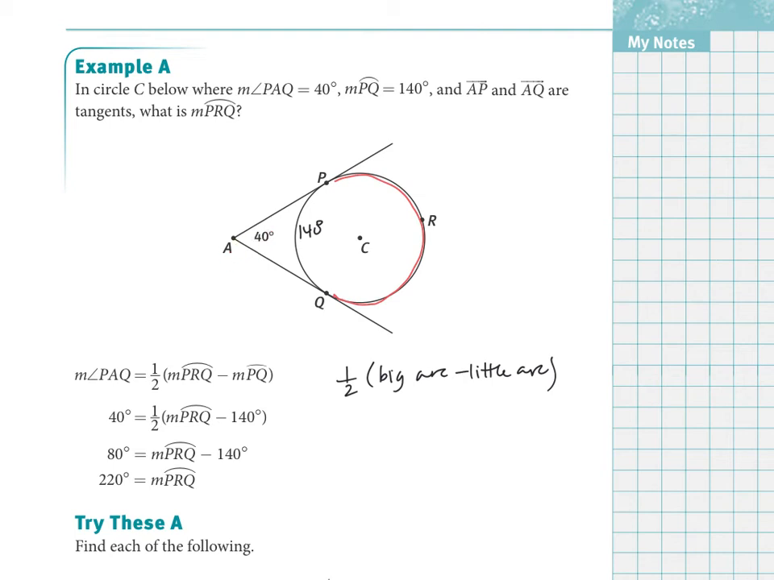Now we know what the measure of this angle is. We know it's 40 degrees, so we can fill that in. And in our formula, we actually know what the little arc is. That's 140 degrees. But our goal is to find what the measure of the big arc is, PRQ.